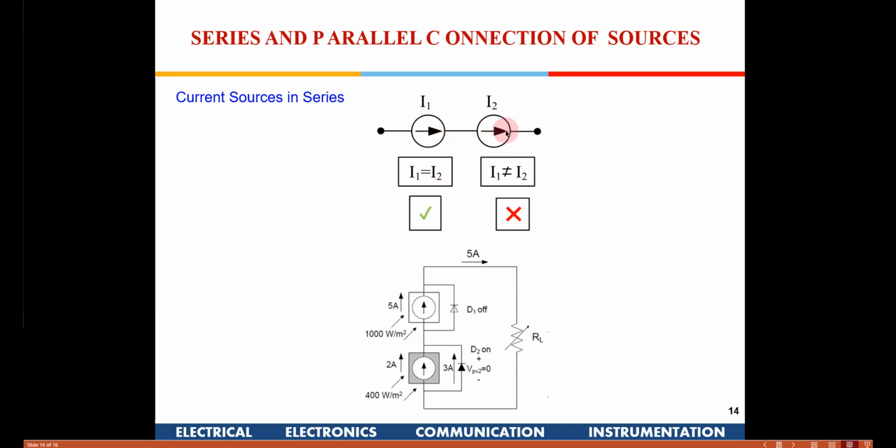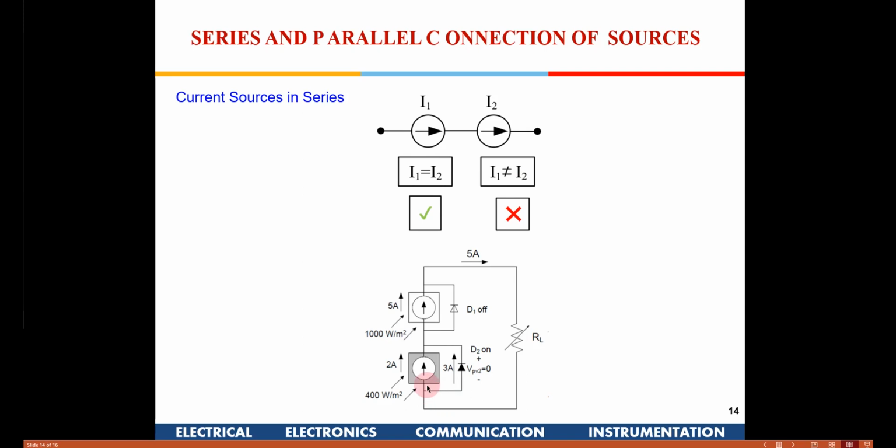Similarly, with current sources, ideally you can't have two current sources in series whose values are different. You can have only two current sources with I1 equal to I2, that is permitted. I1 not equal to I2 is not permitted.